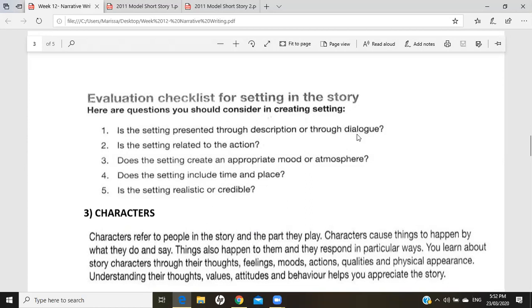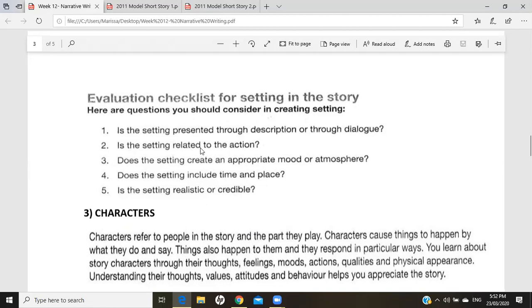Or maybe you could present your setting through dialogue. While characters are talking, they are actually describing what they're seeing. So that's what it means by presenting your setting through dialogue. Your characters could actually talk it out, and this is where you use indirect and direct speech, where you actually quote what the character is saying. So you could use a character speaking, through dialogue, to actually describe the setting for you.